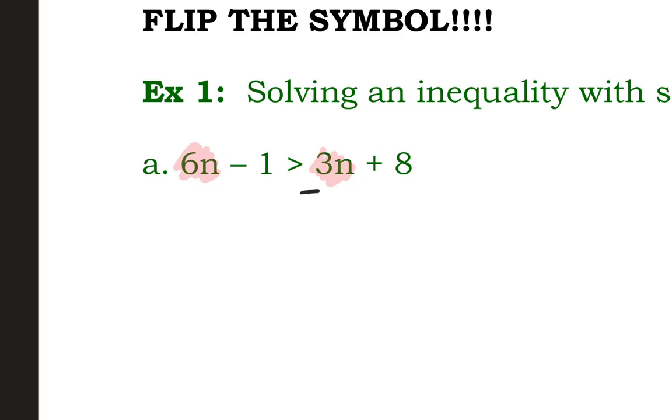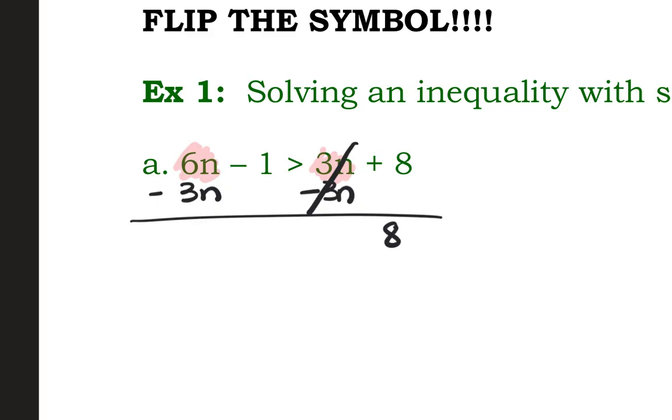The only way to eliminate the 3 is to do the opposite. So minus 3n. All right, we eliminated it on the right side. All I have left is an 8. I bring down the symbol. I do nothing with that symbol right now. What is 6 minus 3? 3, so you're going to write 3 in.